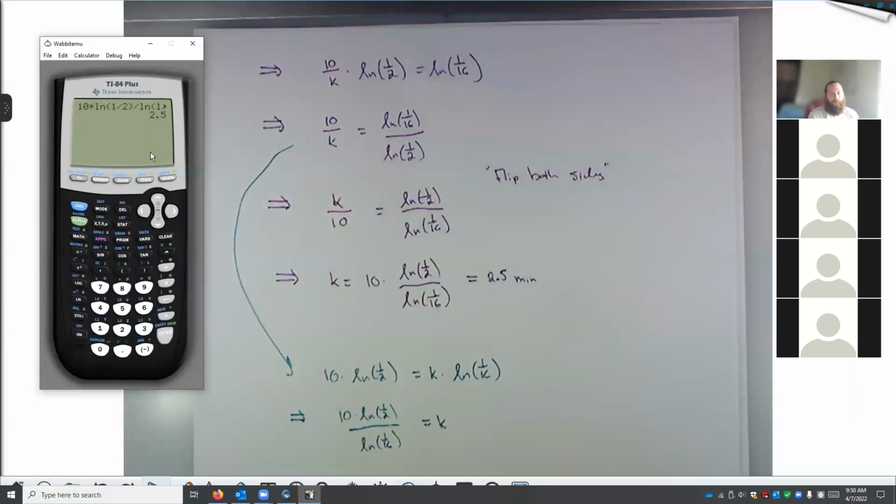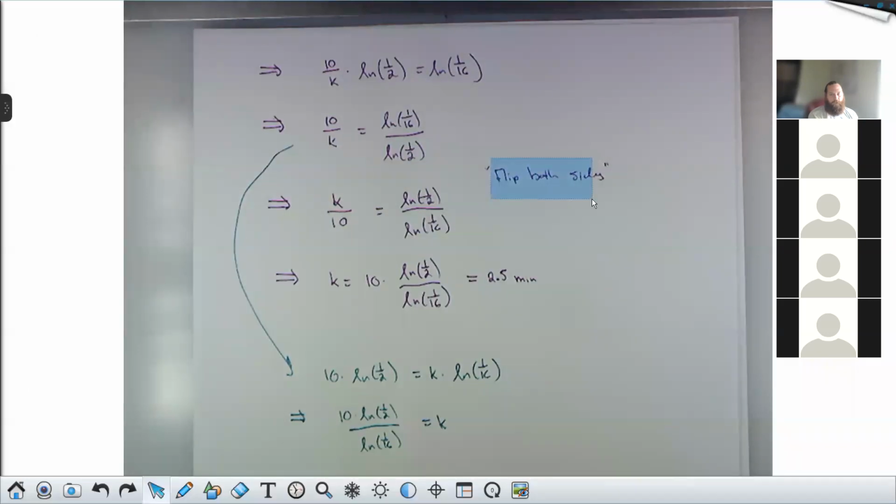Either one would work, but that operation, flip both sides or take reciprocals on both sides, it's a nice operation. So I just wanted to demonstrate that. But anytime we're going to solve for a variable, we need to get it upstairs. And that can be done a handful of different ways. One of these two things must be done.